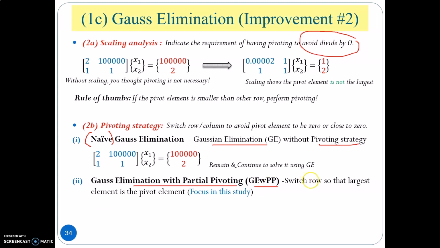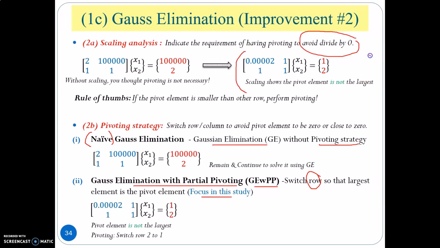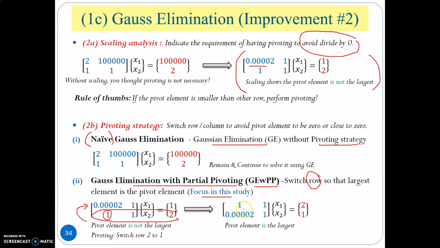In this strategy, we switch the row so that the largest element is the pivot element. This strategy is very important and is the main focus in this study. Previously, from the scaling analysis, we found that the pivot element is not the largest. The largest element occurs at row 2, therefore we switch row 2 with row 1 here. After you switch the row, you obtain the pivot element to be 1, which is the largest element. So this is the partial pivoting strategy.